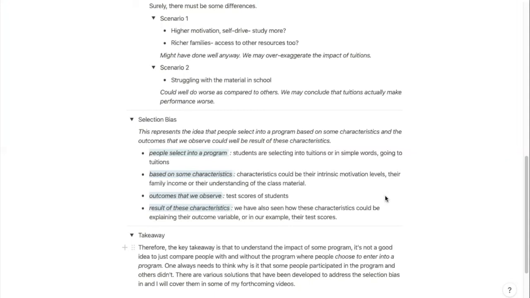There are various solutions that have been developed to address the selection bias problem, and I will cover them in some of my forthcoming videos.